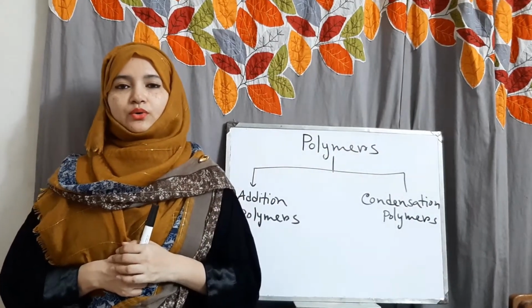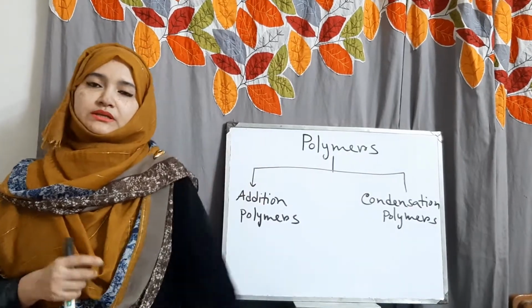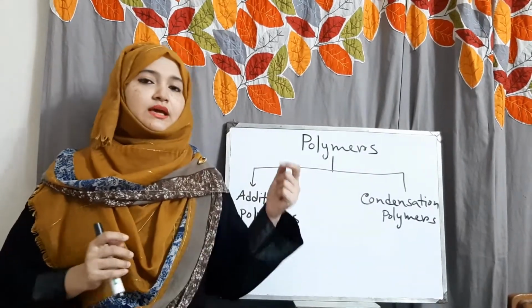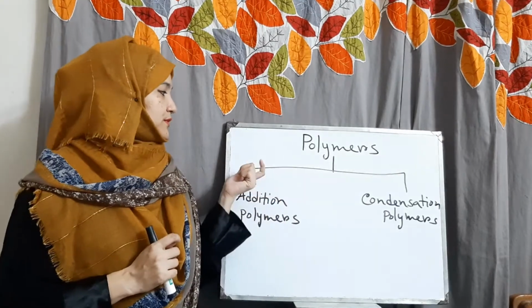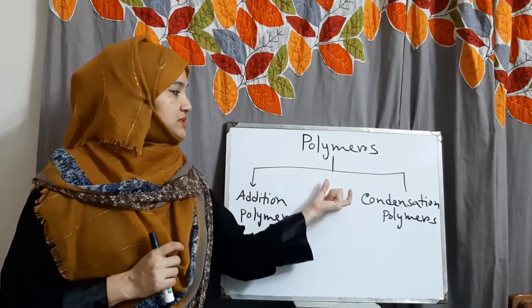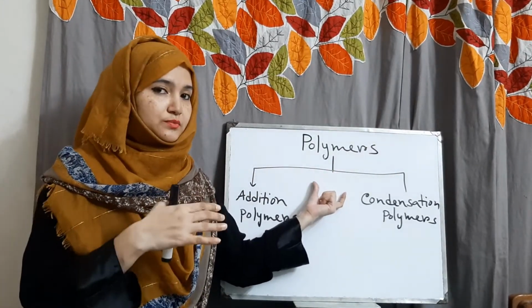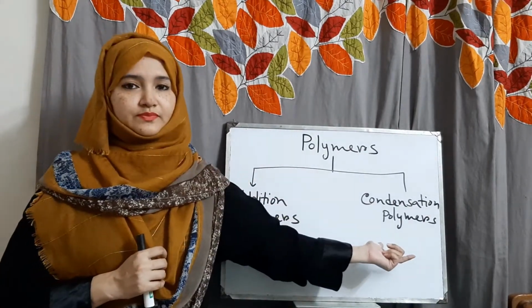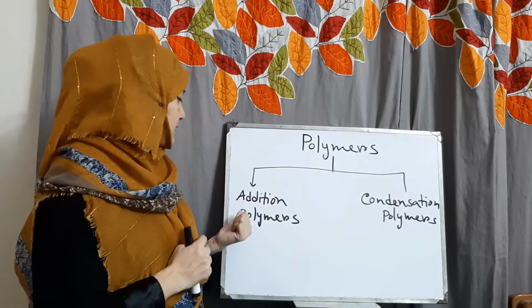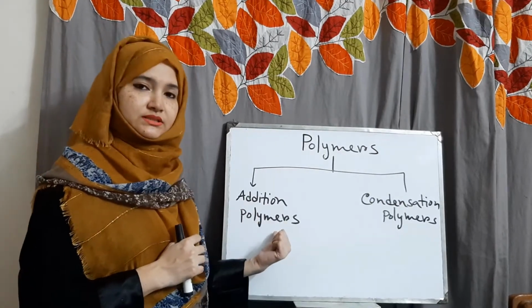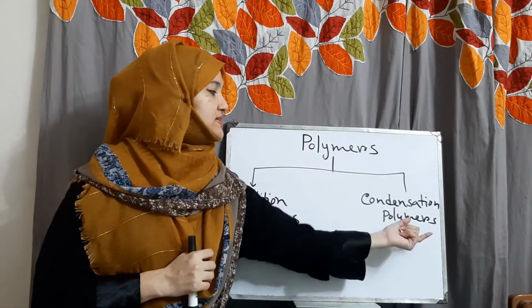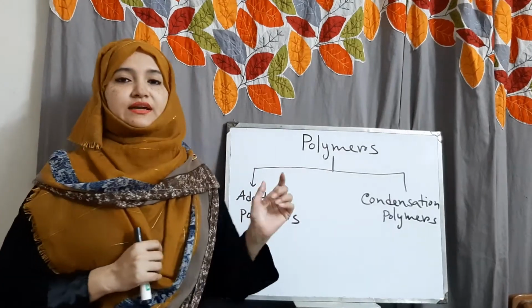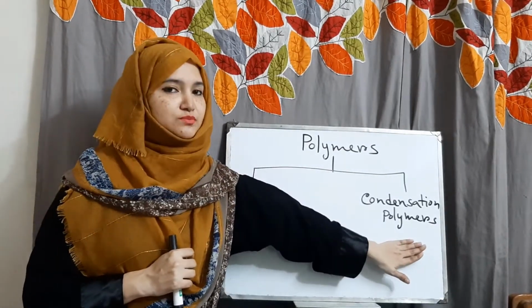These polymers can be classified in different ways. At first we have to know that according to their structure or manufacturing process, they can be divided into two types. One is addition polymers, and another is condensation polymers. Addition polymers and condensation polymers.